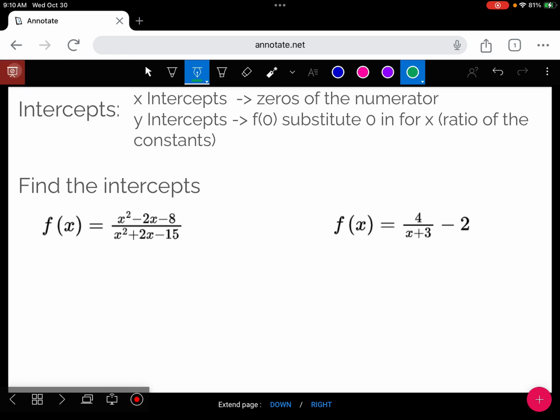So another thing that's going to help us is if we can find our intercepts. So we're going to find x-intercepts. We're going to find y-intercepts. And so I've got rules up here for both of them. Our x-intercepts are going to be when our numerator equals 0, or when y equals 0. Our x-intercepts happen when y equals 0. That's what the definition of an x-intercept is.